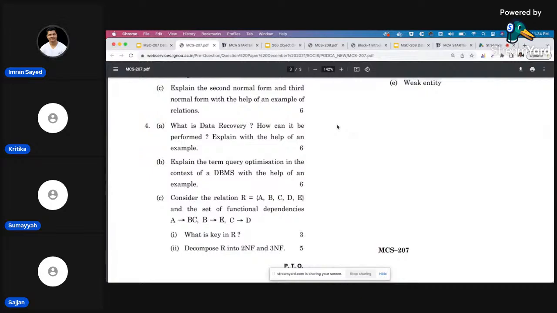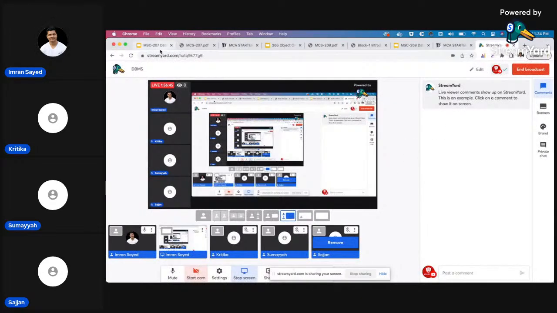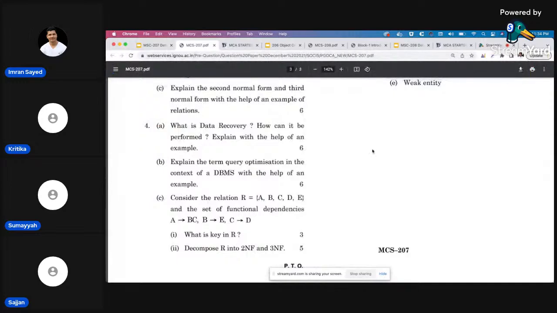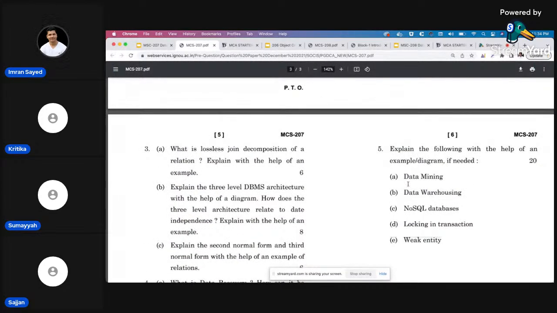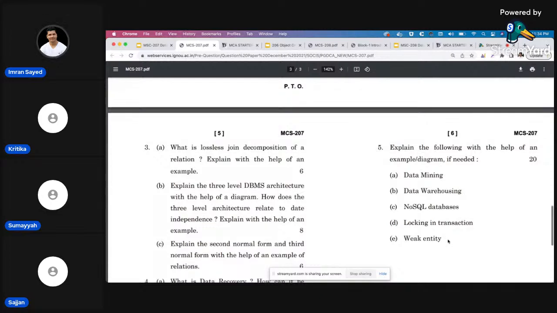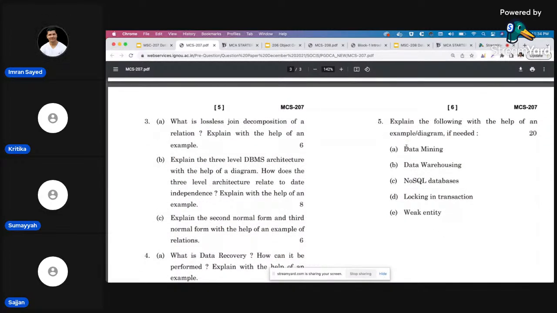I know it's almost 2 hours. If some of you want to leave or go, it's completely fine. But I'll finish the rest of these questions. I won't spend too much time on these, but at least we'll read them a couple of times so that we get familiar. So we have data mining, data warehousing, NoSQL database, locking, and weak entity.